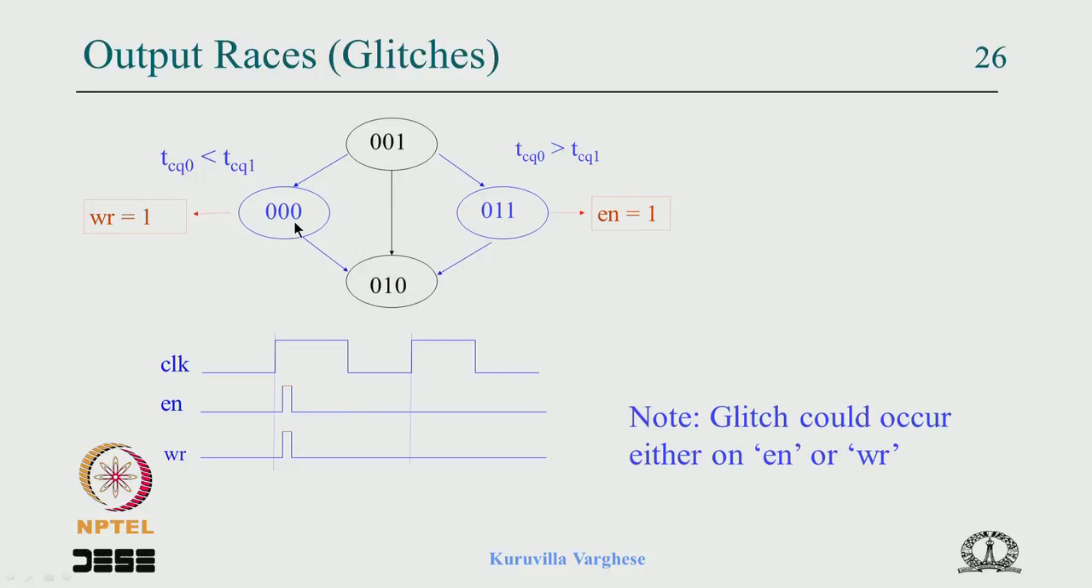So if it goes through 000, you get a write pulse briefly going high, a glitch, and an enable pulse which is briefly going high if it happens this way. Now once again, is that a cause for concern? Does that create some problem? It depends on how this particular output is used.